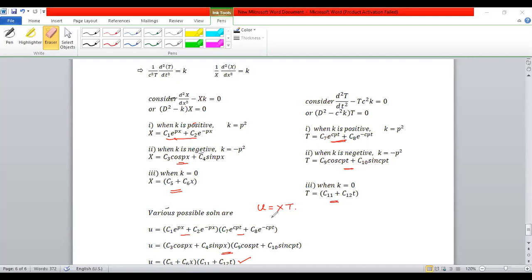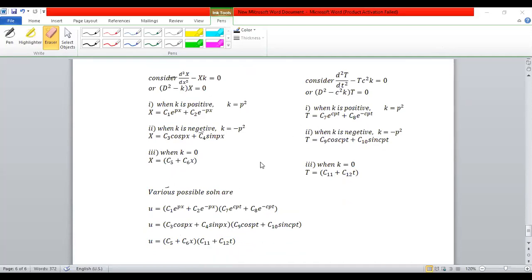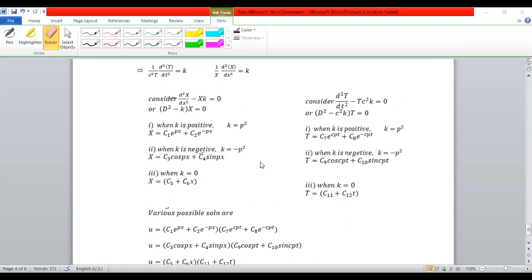Various possible solutions. You make a note of this. If you have any doubts, you can unmute.